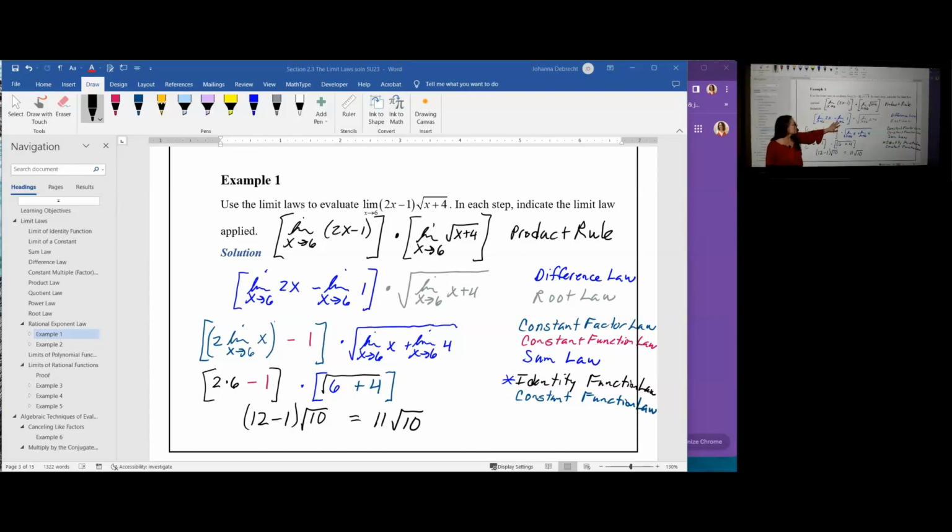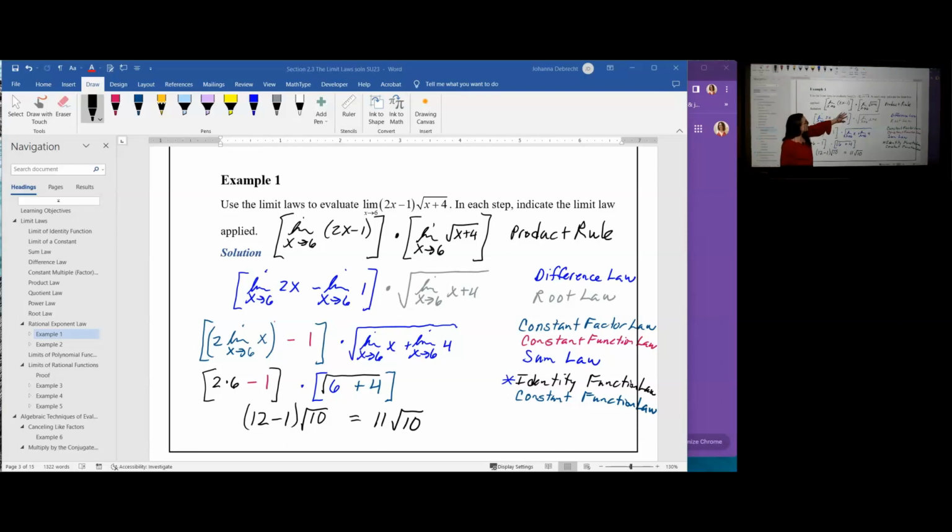using the difference law. So we have the limit as x approaches 6 of 2x minus the limit of x approaching 6 of 1. Then over here, we apply the root law to pull the limit from outside the radical under the radical. In the next step, we're going to take the 2 and pull it out of this limit, applying the constant factor law.